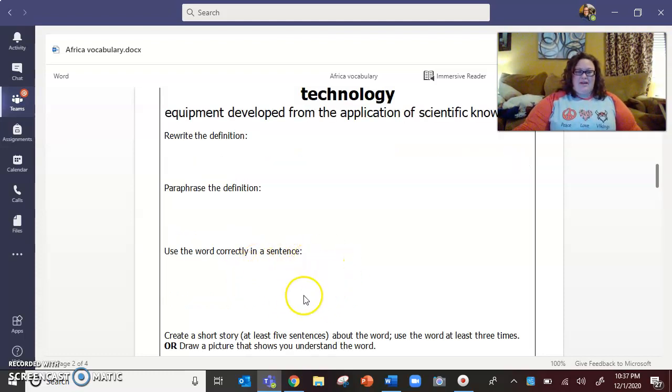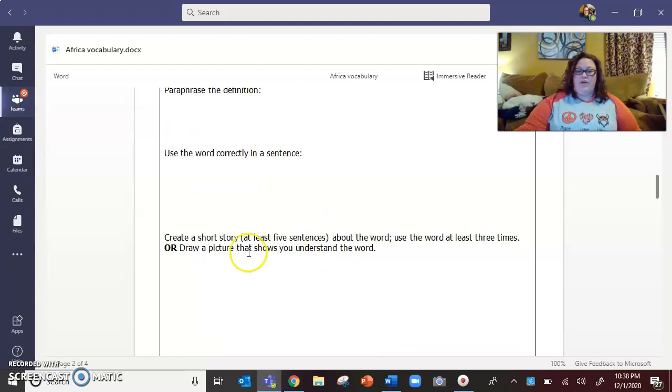Then you are going to use the word correctly in a sentence. I am telling you right now, if you write your sentence and you say, phones or technology, I'm going to mark it as wrong. Because I want you to show me that you understand that technology does not just mean computers, does not just mean microchips. I need you to prove to me that you understand that technology is everything from the wheel to a hammer to a vehicle to a phone. It crosses that entire spectrum. Okay? I need you to prove that to me in your sentence and in your story or picture.